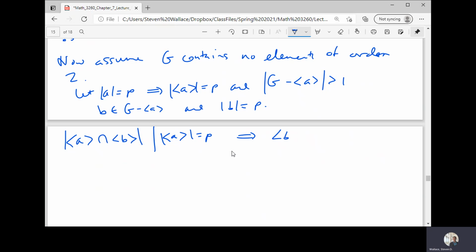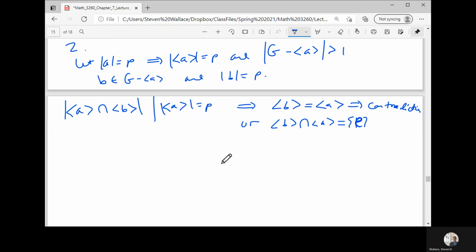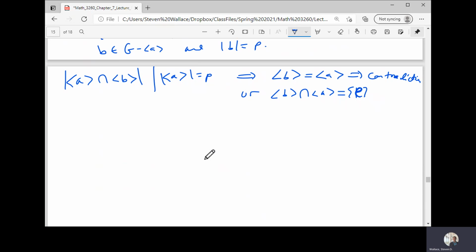Okay, so this means that either these two subgroups are equal, which is a contradiction, or they only intersect in the identity element.